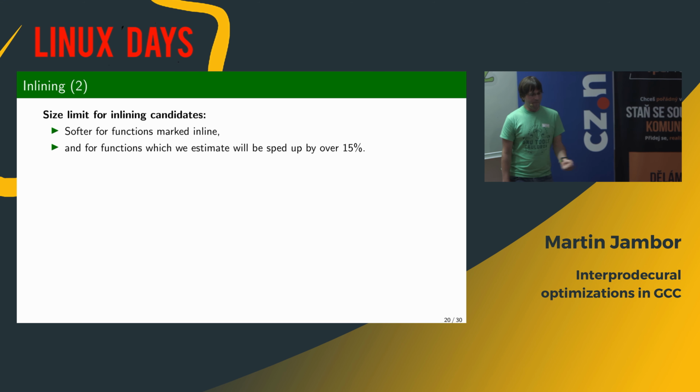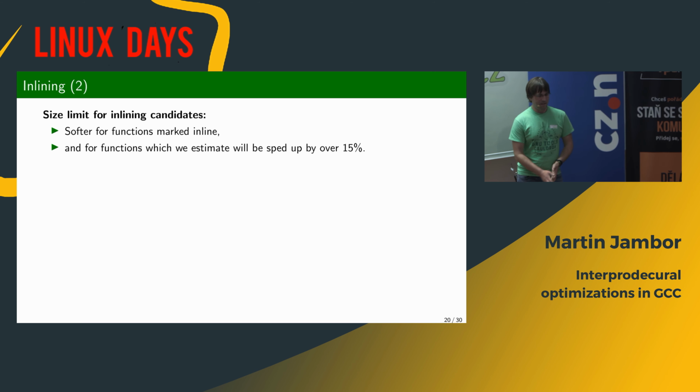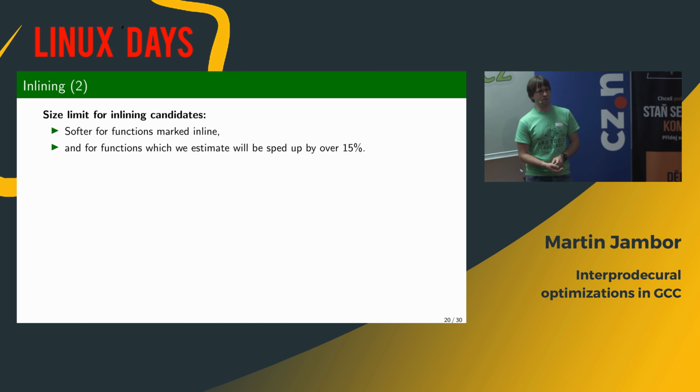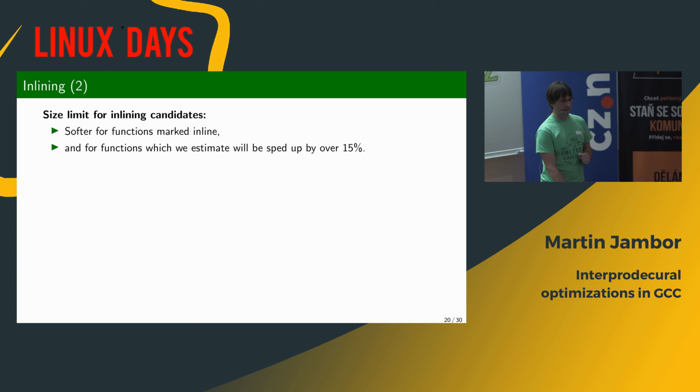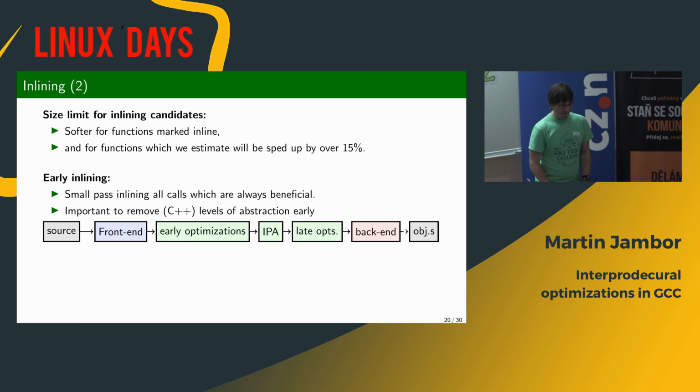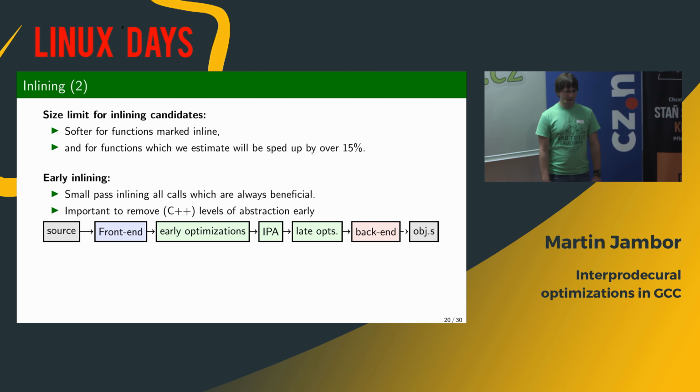And not every function is an inlining candidate. If it is really big, then we never inline it. If it uses really a lot of stack, we never inline it. The inline limit is softer for functions marked inline, and for functions where the estimated benefit is really big. So it seems like you can help the compiler by marking stuff inline, but I'll talk about that in a minute. Firstly, I will tell you that there actually are two inlining passes in GCC.